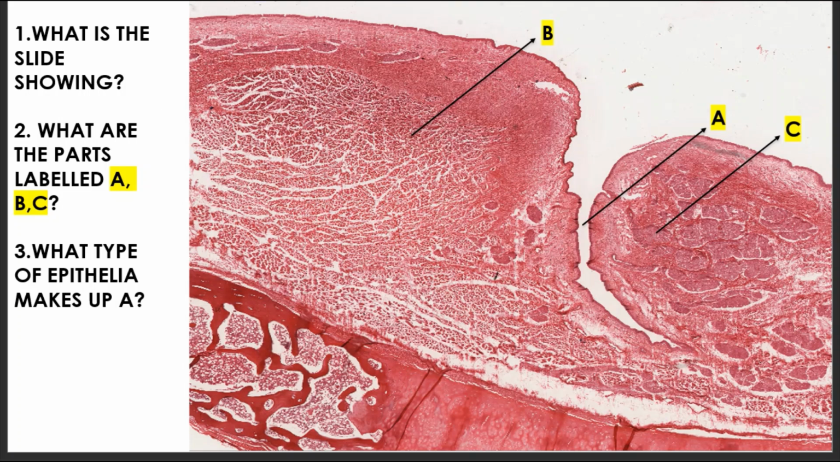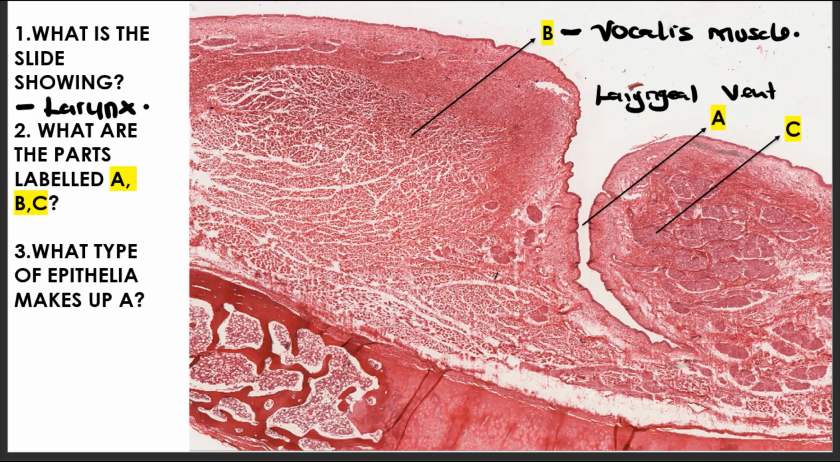What is this slide showing? This is the larynx. What are the parts labeled A, B, and C? So B here, this is the vocalis muscle. A is called the laryngeal ventricle, the ventricle that is found in the larynx. Then C, these are laryngeal glands. So the laryngeal glands are found this side where the false vocal cords are. And the vocalis muscle are found this side where the true vocal cords are.